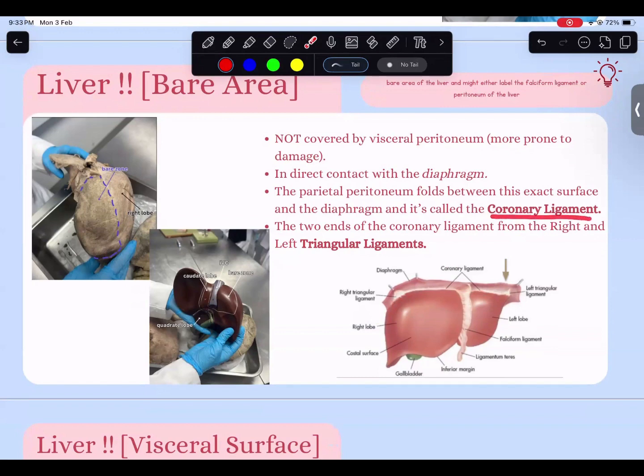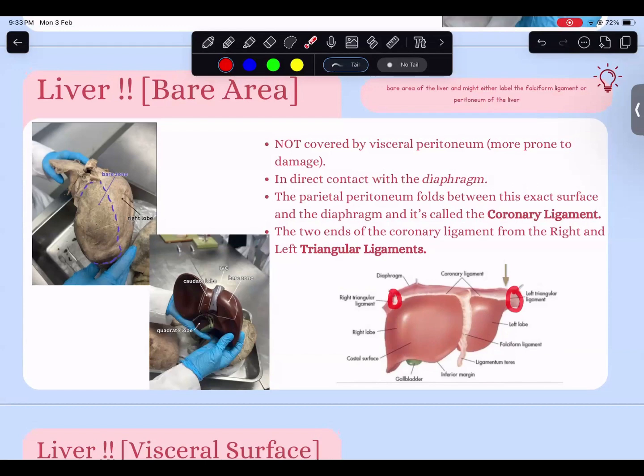That's what forms the coronary ligament there. The two ends of the coronary ligament are called the left triangular ligament and the right triangular ligament, so they look like triangles. This is the right one, and this is the left one. And this is the falciform ligament, which continues as the ligamentum teres.